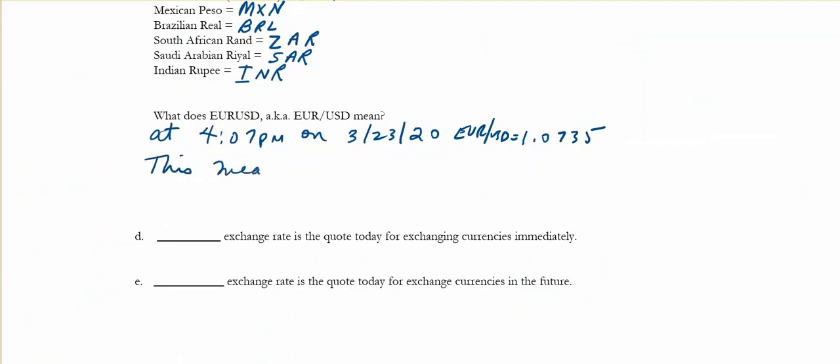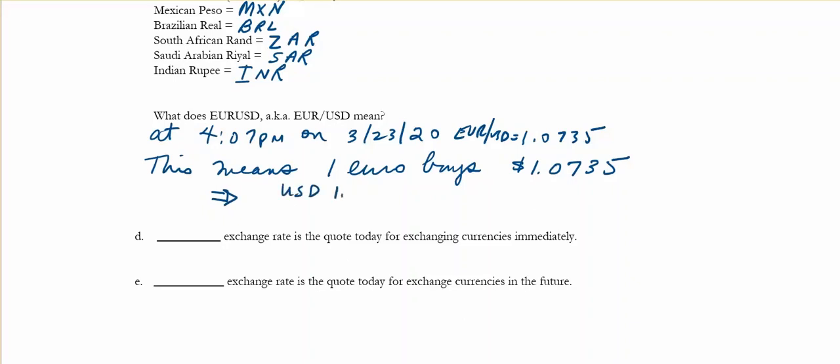This actually means one euro buys 1.0735 US dollars, which is equivalent to saying that the exchange rate is 1.0735 per 1 euro. Now, why on earth would they represent it this way? They put what looks like the numerator as actually the denominator. What looks like the denominator is the numerator.